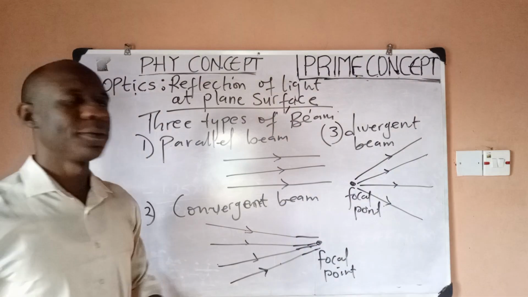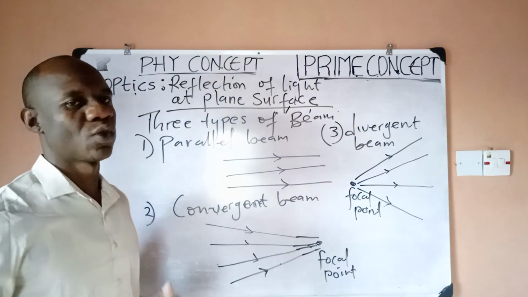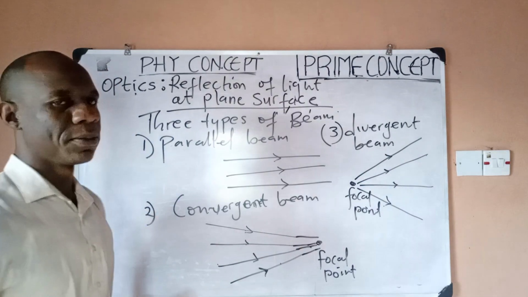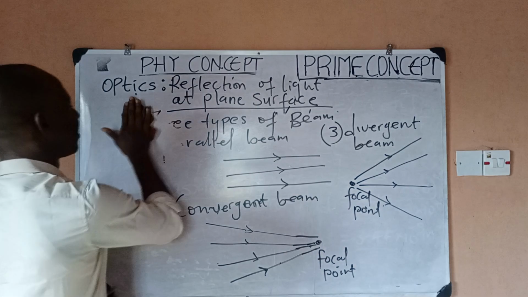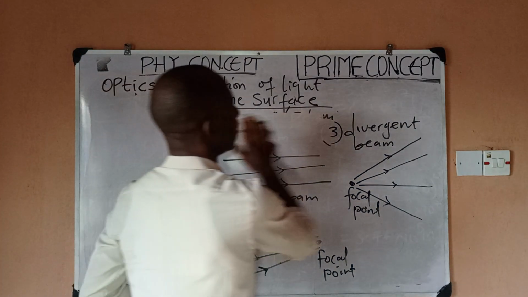So these are the three types of beam that we have, right? The parallel beam, the convergent beam, and then the divergent beam. Those are the three types of beam that we have.